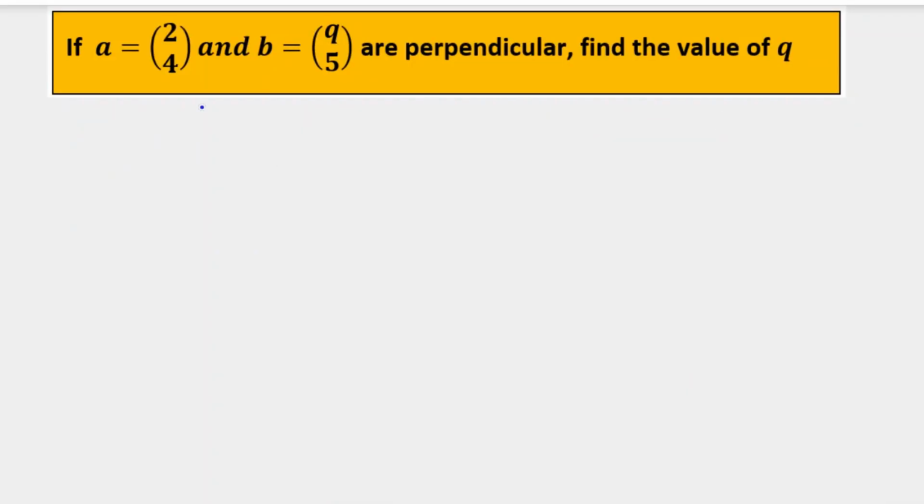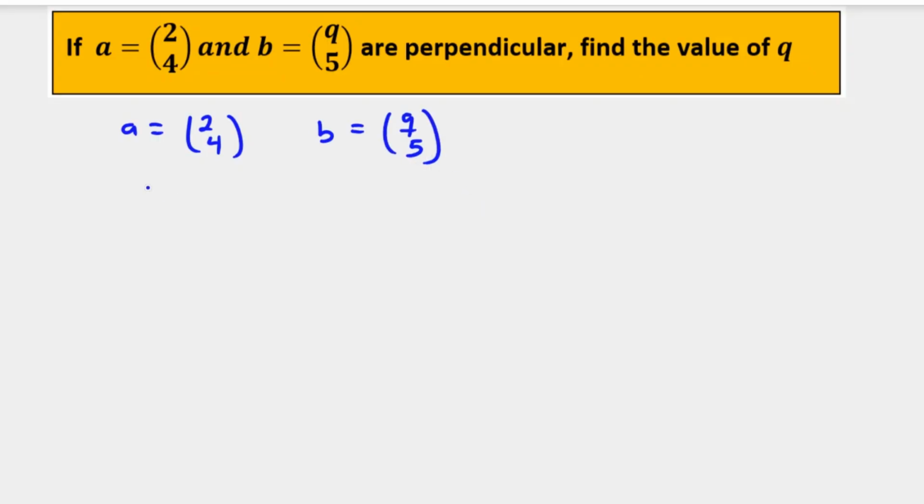If the vector A has components (2, 4), and B has components (K, 5), and they are perpendicular, find the value of K. That's our next question. So the vector A has components (2, 4), and that of B has components (K, 5). The question is saying that they are perpendicular, so we have to find the value of K.